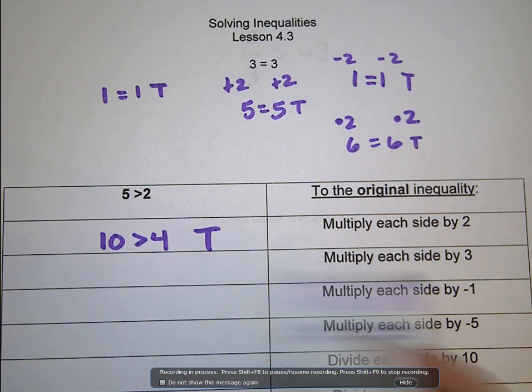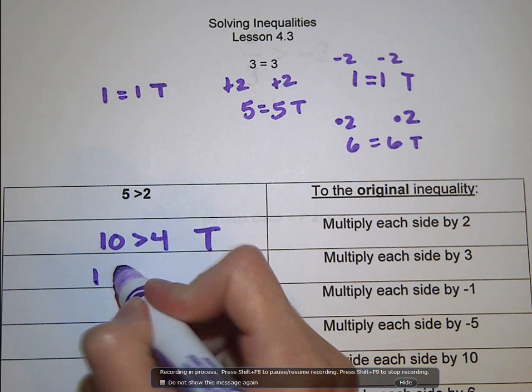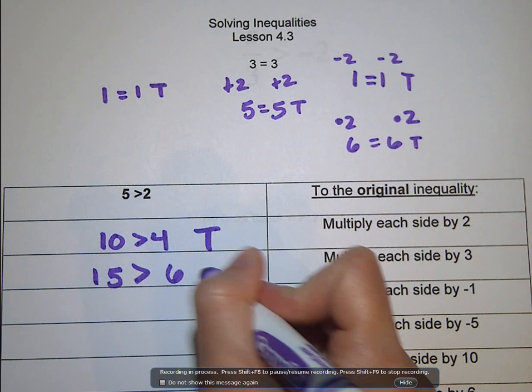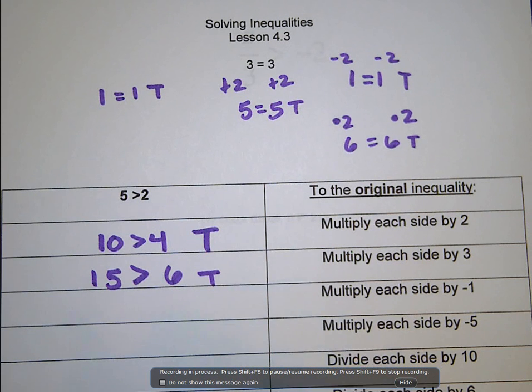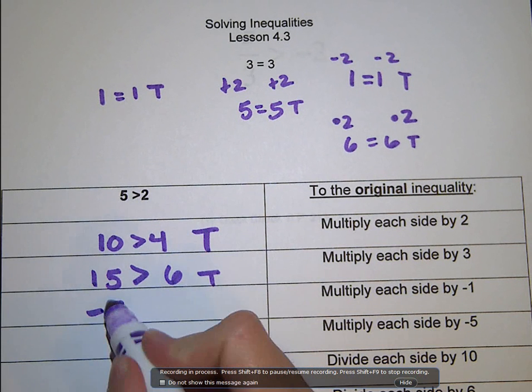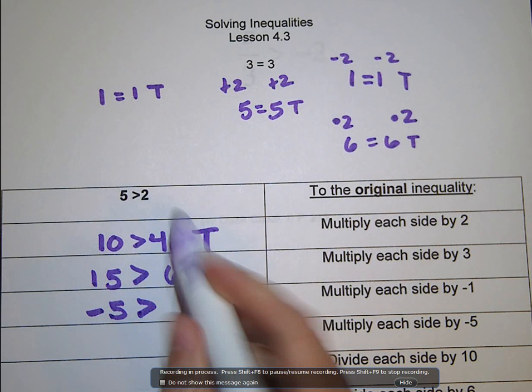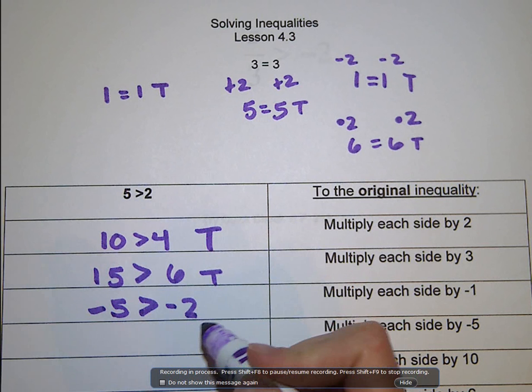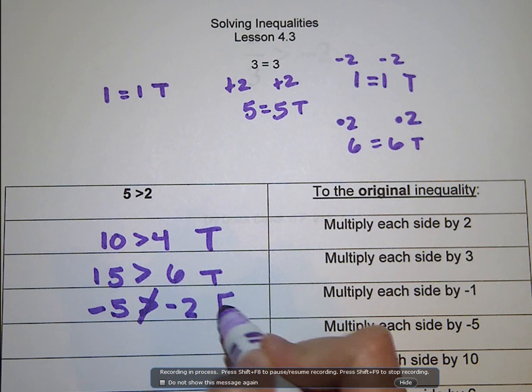So 5 times 3 is 15, 2 times 3 is 6. Is 15 greater than 6? Yep, that stayed true. Now I'm going to multiply each side by negative 1. So 5 times negative 1 is negative 5, and 2 times negative 1 is negative 2. Now, is it true that negative 5 is greater than negative 2? No, that's not true. So that actually is false.